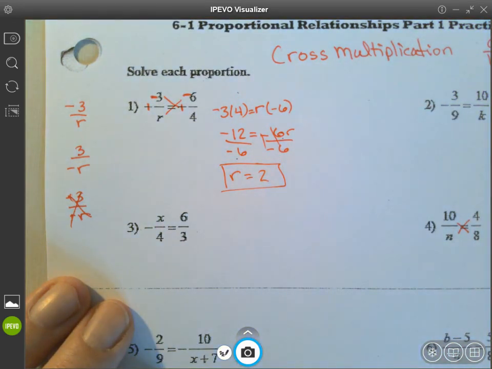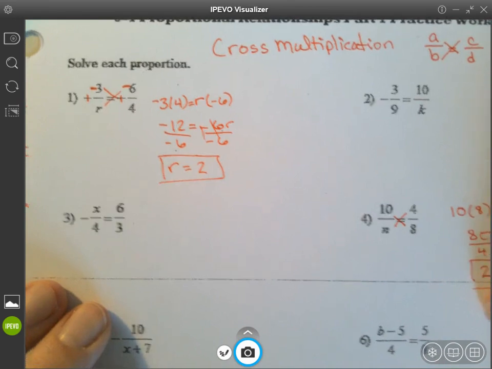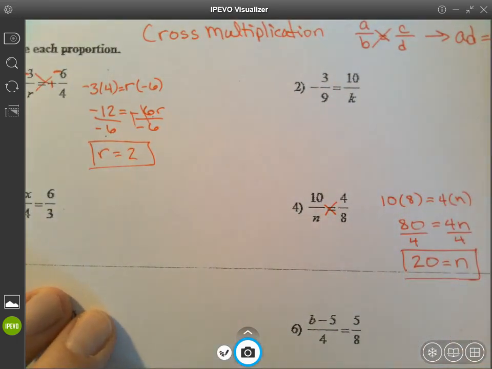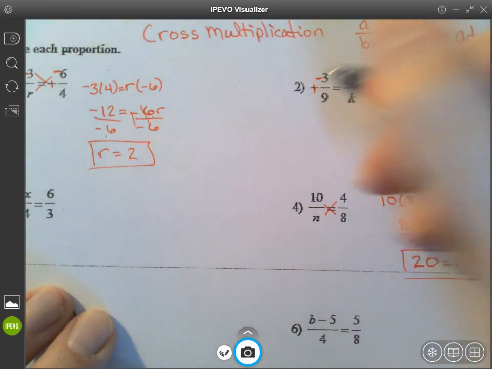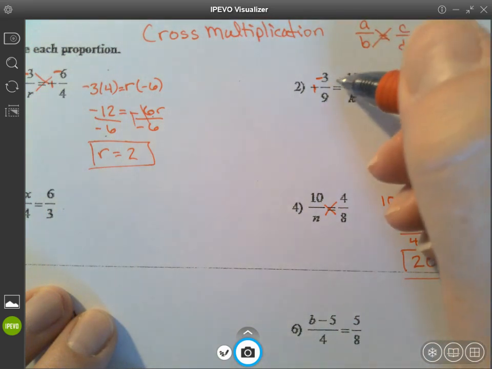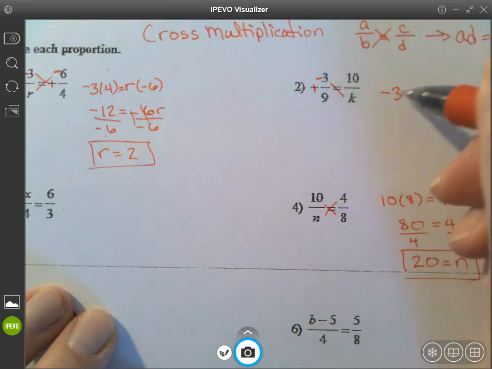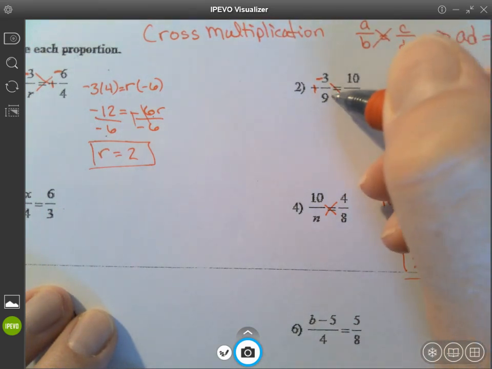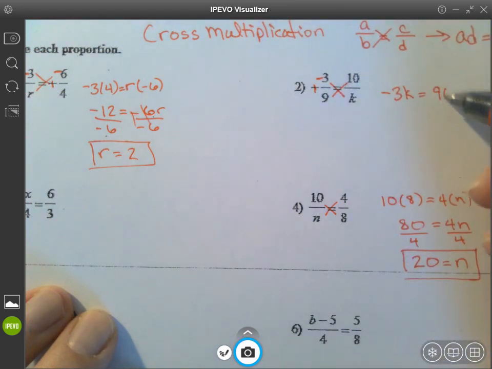So on these, we probably could skip to the second step. So let's do that on our next one. And then we have to step it up after these. All right, so look at number 2. I see a negative sign, so I'm going to push that to go with the 3. This one's positive. So here it is. It's going to be negative 3 times k equals, and instead of writing 9 times 10, I'm just going to make it 90.